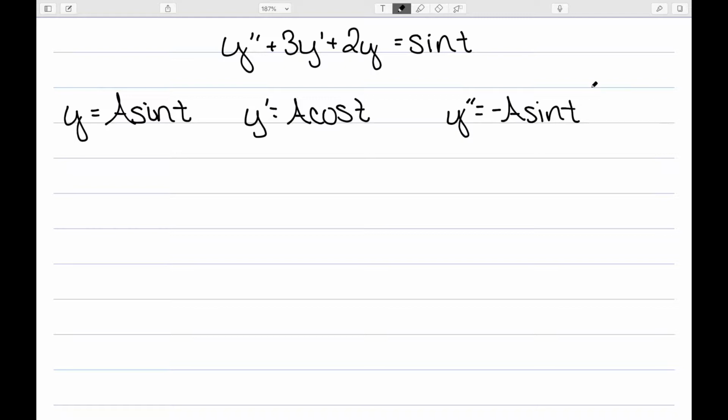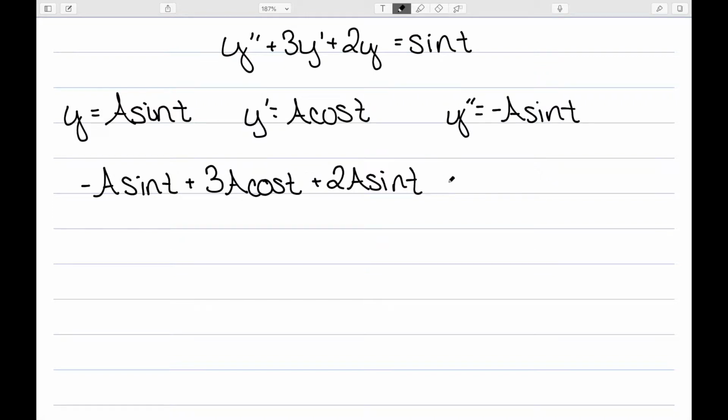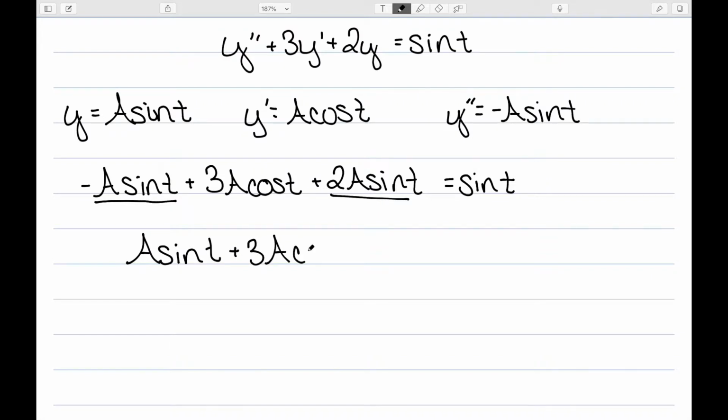So when I stick this into my differential equation, I have y double prime, or negative a sine t, plus 3 times y prime, which is a cosine t, plus 2 times y, which is a sine t, should be equal to sine t. Well, I can go ahead and combine things. In particular, here's a sine t and here's a sine t. So that would give me a sine t plus 3a cosine t is equal to sine t.